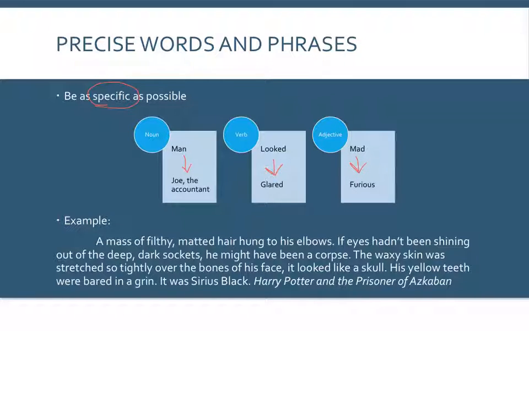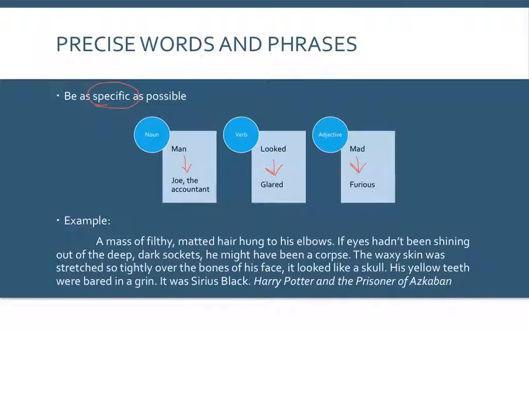A more extended example from Harry Potter and the Prisoner of Azkaban. "A mass of filthy matted hair hung to his elbows. If eyes hadn't been shining out of the deep dark sockets, he might have been a corpse. The waxy skin was stretched so tightly over the bones of his face, it looked like a skull. His yellow teeth were bared in a grin."